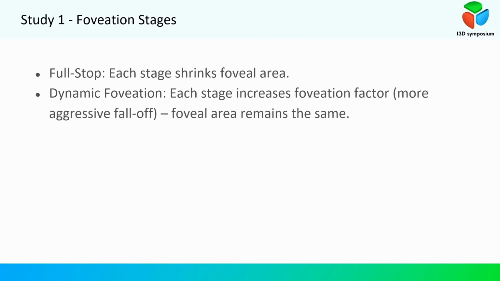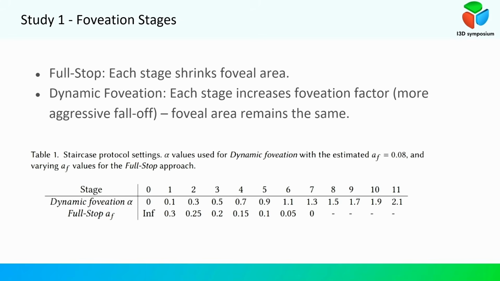Now, it should be noted that the foveation stages of the staircase test go like this. For full stop, we start from a very, very big foveal area, and we slowly shrink it as time goes on. For dynamic foveation, we have each stage increasing the foveation factor from the equation. What this leads to is a more aggressive fall-off. And these are the stages on screen.